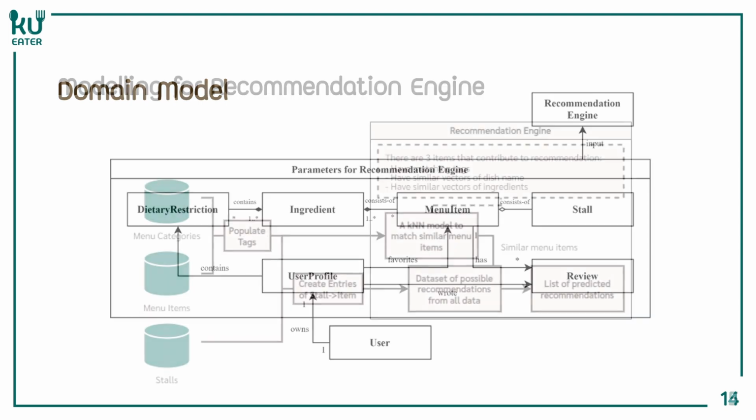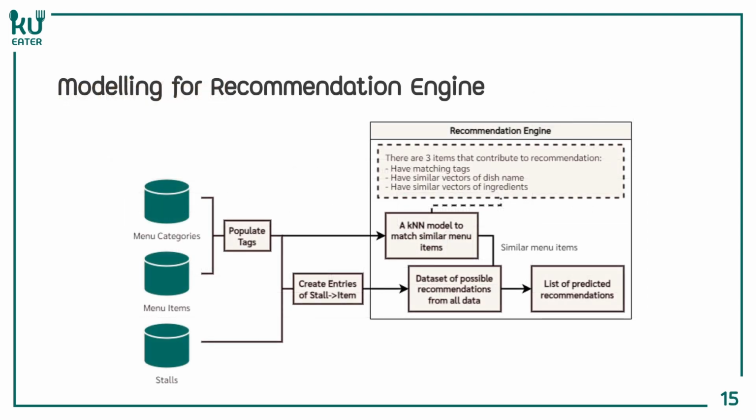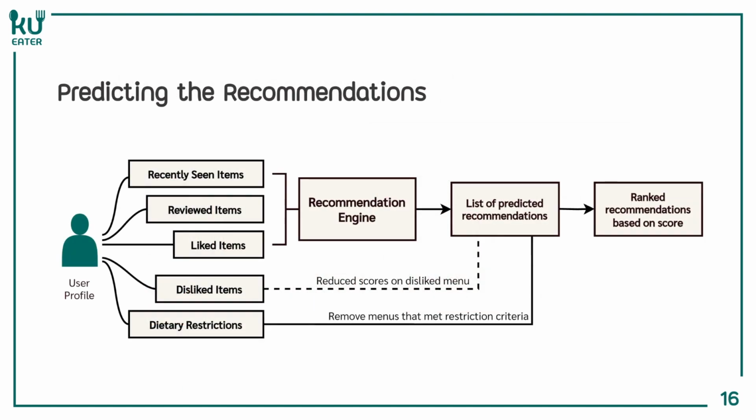For the recommendation engine, we're going to use all the data and create something that we call a KNN model. We want to match the tags of the items. We want to find similar vectors of the dish name and the ingredients. And then we're going to show it as a list of predicted recommendations. For the recommendations, any disliked items are going to have a reduced score, and any dietary restrictions, we're going to remove from the user's feed so the user cannot see them.